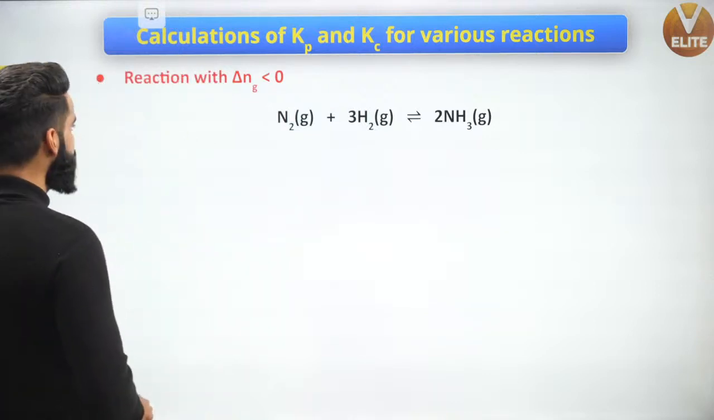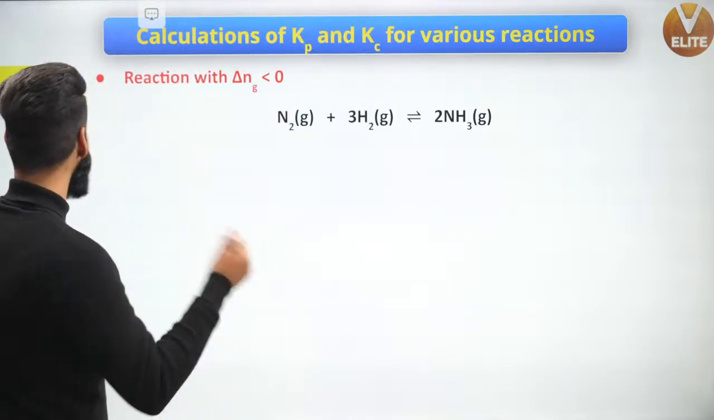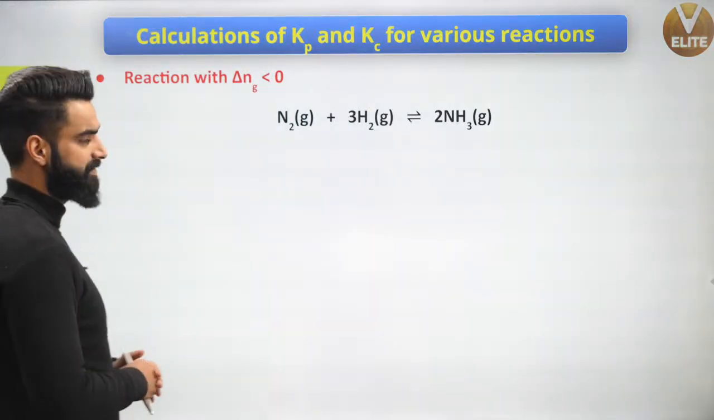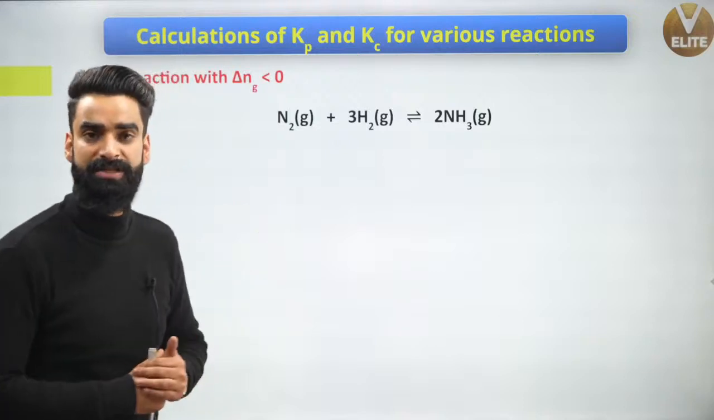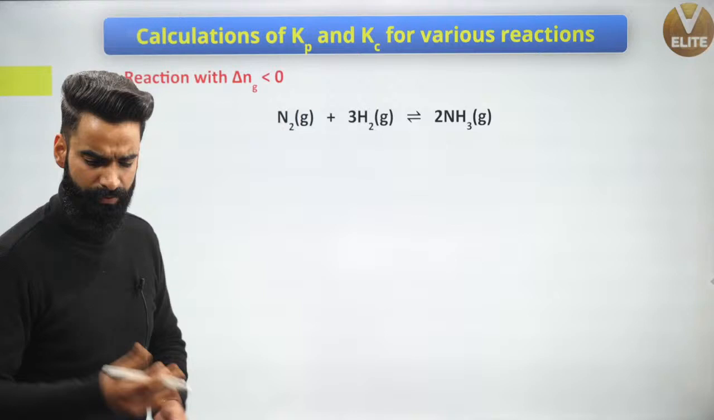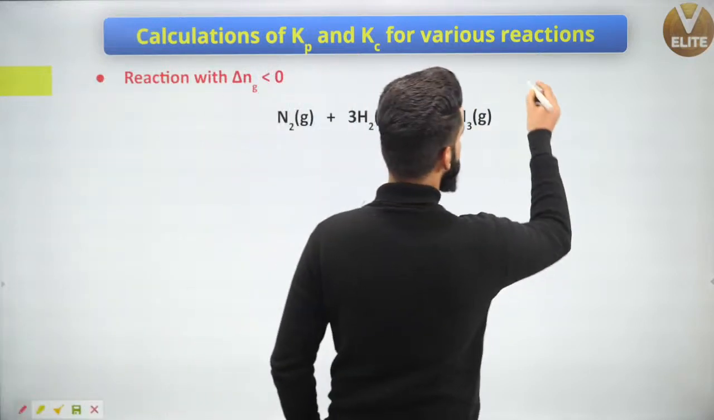This is the reaction for which delta Ng is less than 0, correct? How do we approach these sort of reactions for which delta Ng will be less than 0? First thing, how come delta Ng is less than 0 for it?